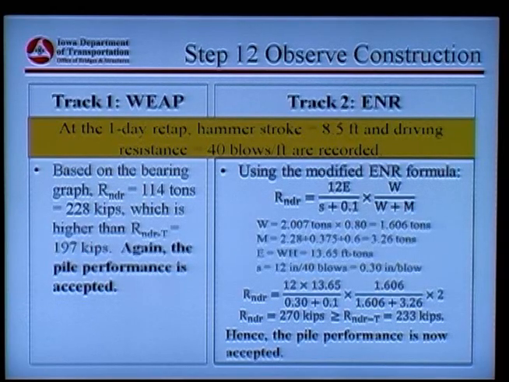Using the same information, put into this dynamic formula, now the driving resistance is 270 kips, and now it is greater than the target driving resistance of 233. Only now the pile performance is accepted using the ENR formula. So if you use the WHIP, at the end of driving, you're done with it, but this example shows that you require a retap at 1 day. Hopefully it satisfies the performance if you use the ENR formula. That's the big difference.